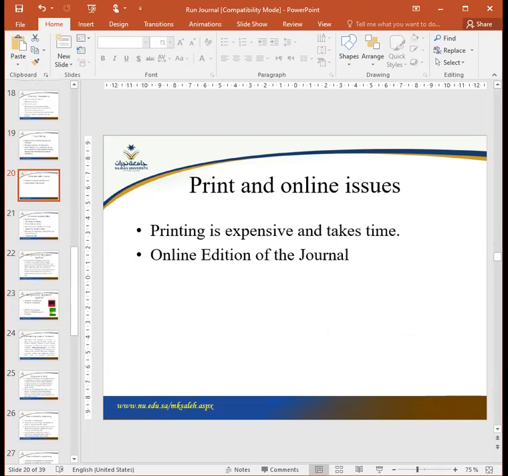Print and online issues. While a print version of the journal is important as seeing is believing, it is expensive and takes time. On the other hand, an online edition of the journal is not only highly economical, but it is also very quick. Hence, it is essential that the journal or publication should have both versions, a print format as well as an online edition, which will increase the visibility of the publication.